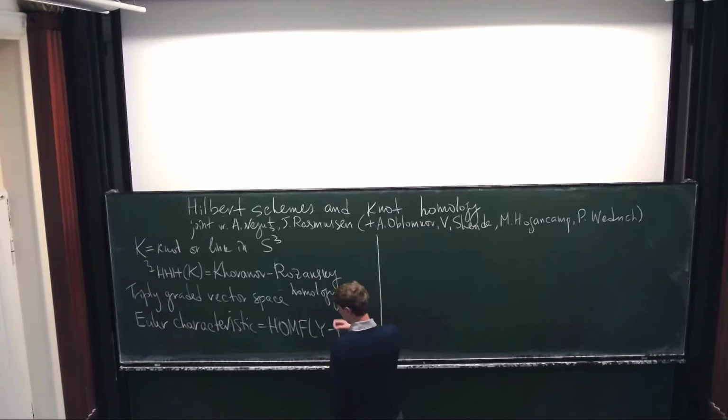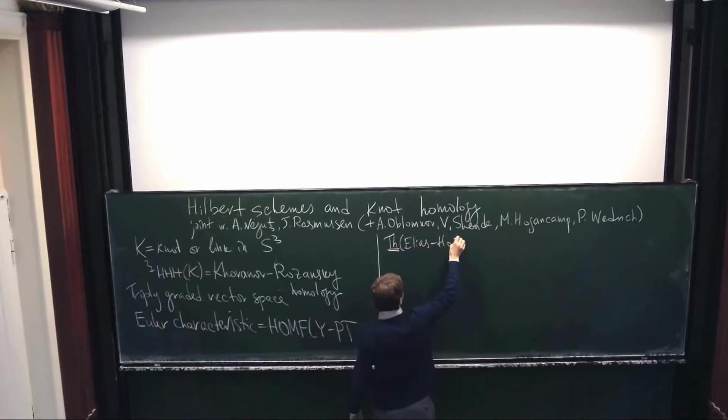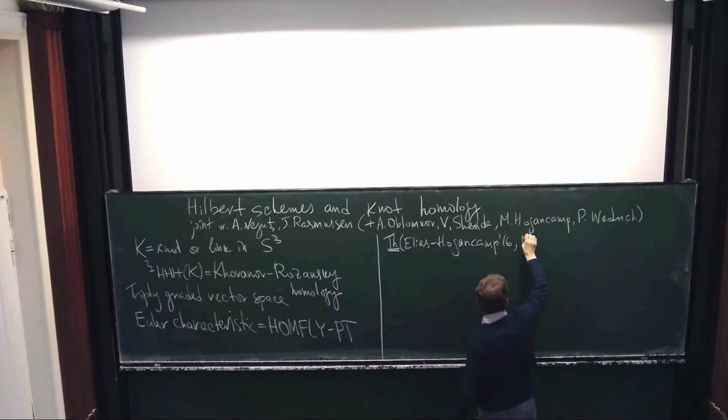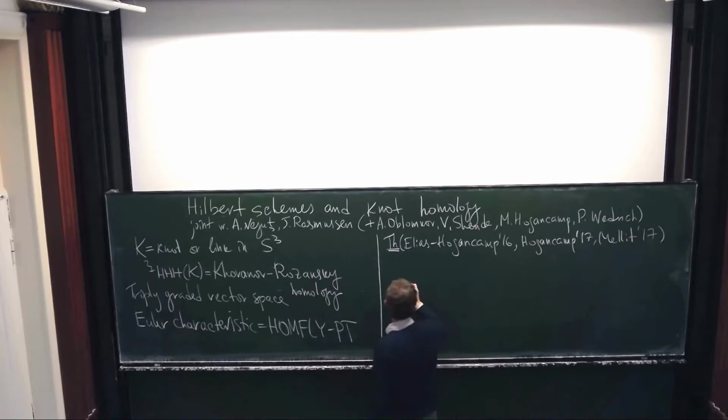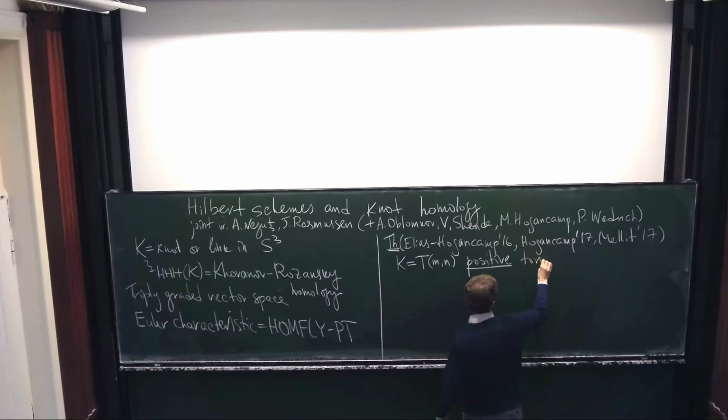Until recently we didn't know much about it, but there was some recent progress, and the first theorem that I want to mention is by Elias and Hogancamp, and then Hogancamp with Mellit in 17. So let's take K to be T(m,n), a positive torus link. And then the following is true.